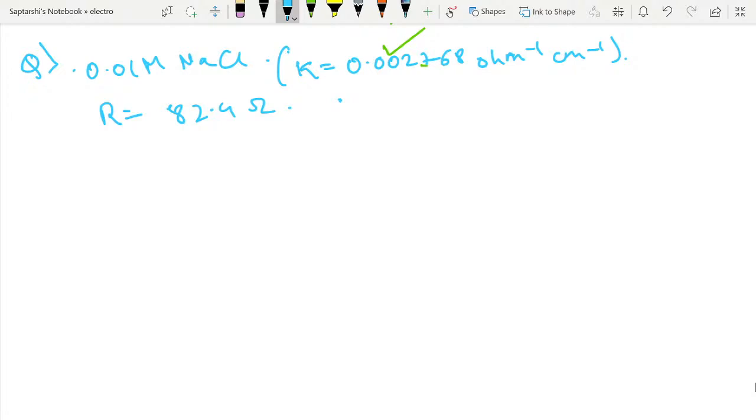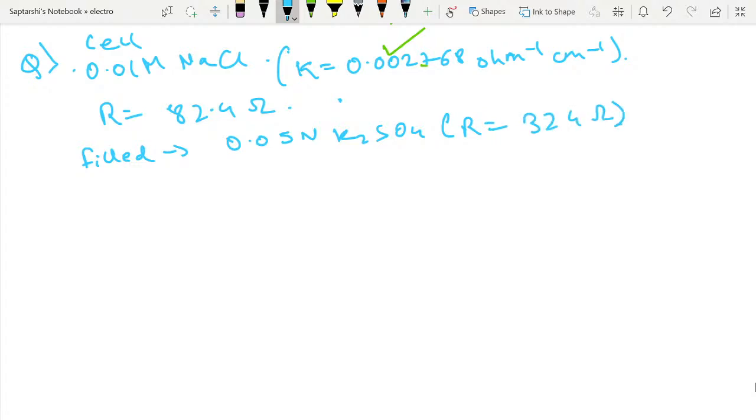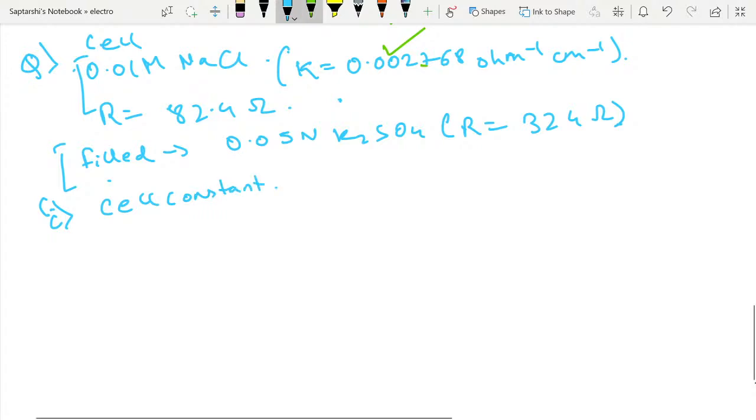Okay, so these were the given conditions, and now this is a cell, and this is now filled with 0.05 normal K2SO4, which has a resistance of R equal to 324 ohm. So this was a cell, and now this is filled with this. So the first question is this: find the cell constant. Okay, let us do this first.